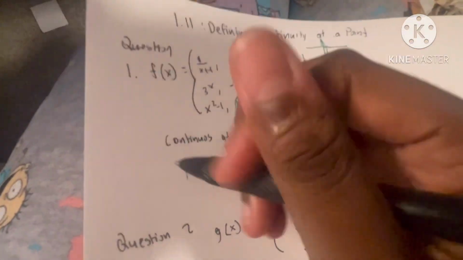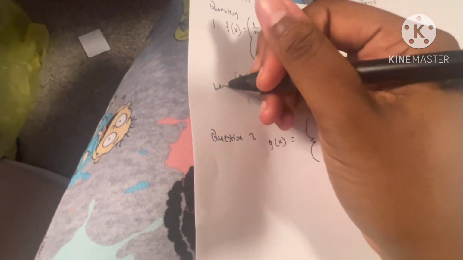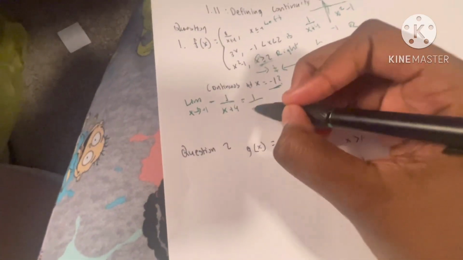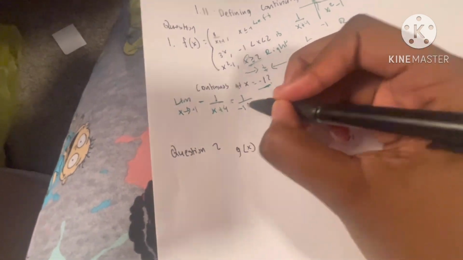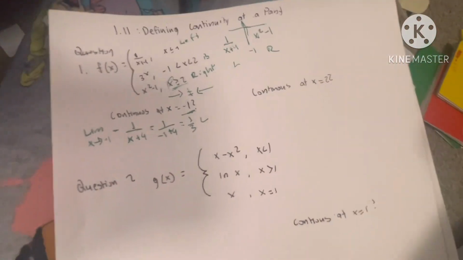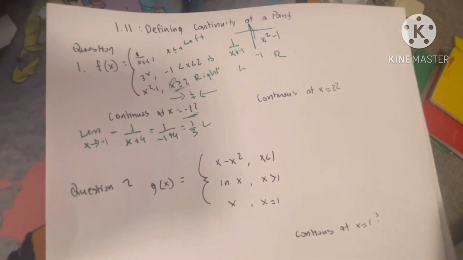As the limit approaches -1 from the left, your function will be 1 over x plus 4, and you can plug it in. 1 over -1 plus 4, and now that equals 1 over 3. And that's just for the left. Now we got to see if it equals for the right, and if it does, then it is continuous. So let's see for the right.